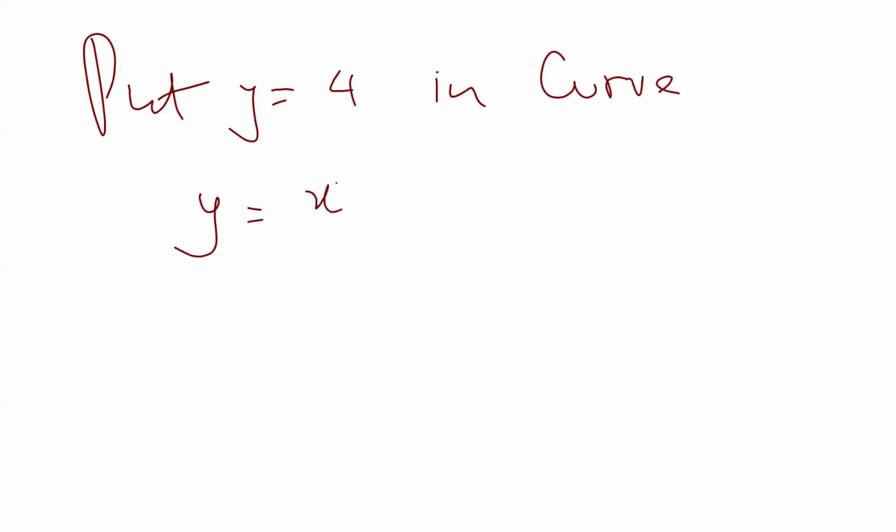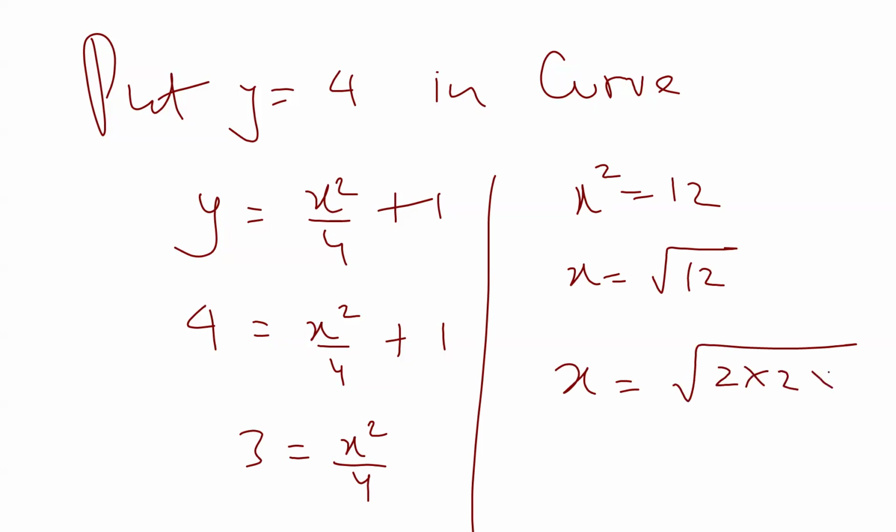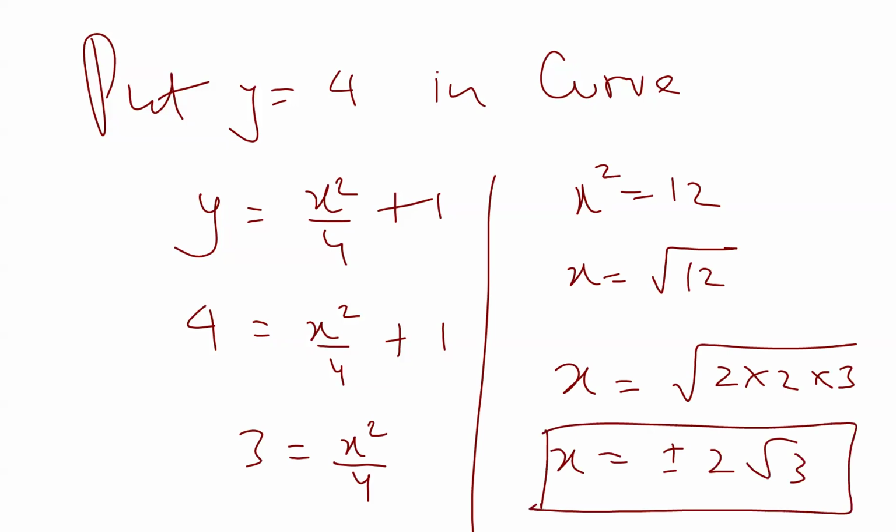Y is equal to x square by 4 plus 1, right? So 4 minus 1, 3, is equal to x square by 4. X square equal to 12. X is equal to root 12. Now this is a point, it can be positive, negative. So this is 2 into 2 into 3. So x is equal to plus or minus 2 root 3. So this time we are not getting a point, but we are getting points on the curve.